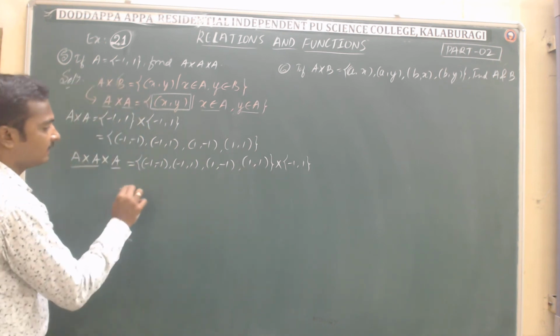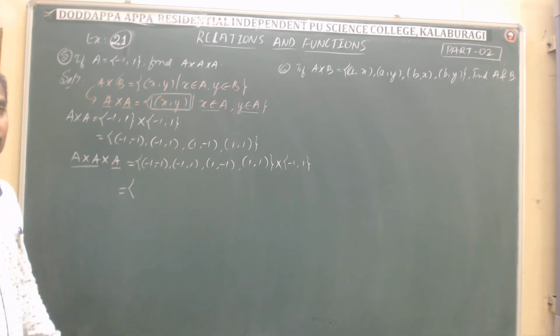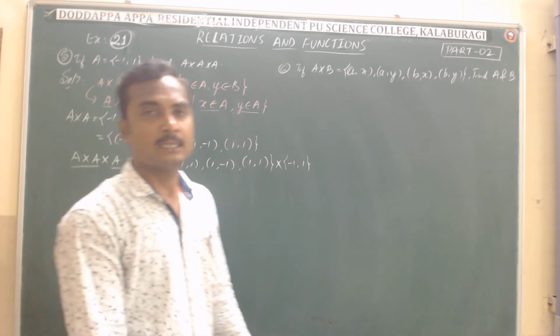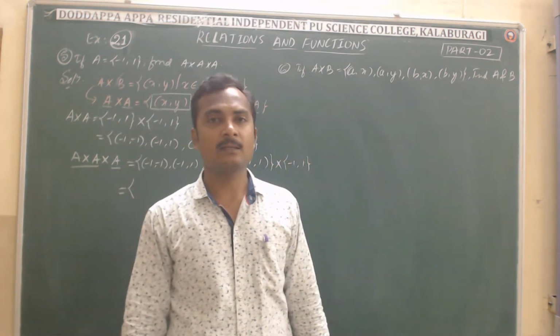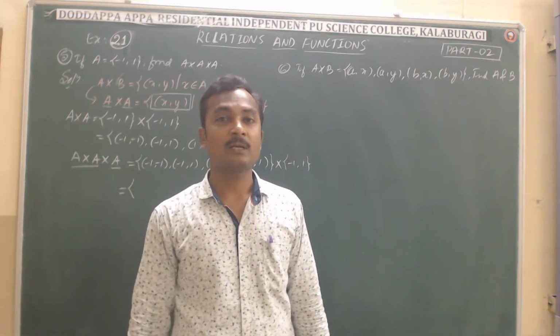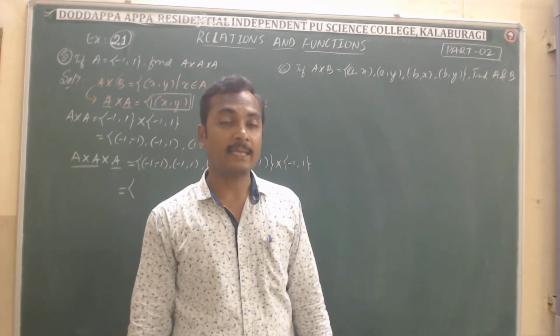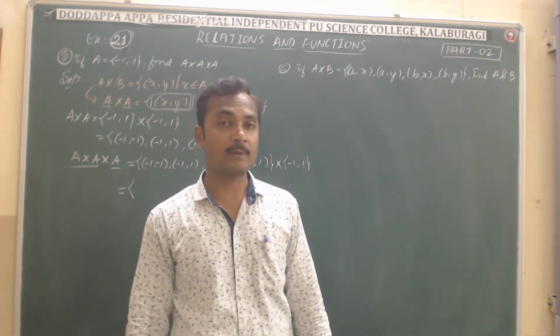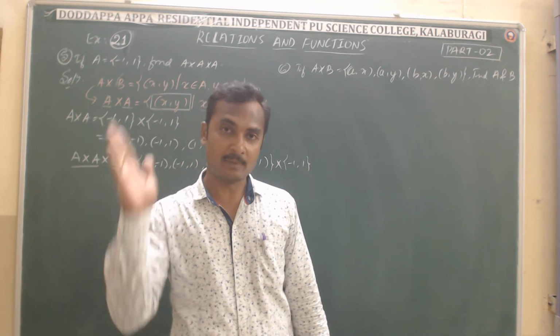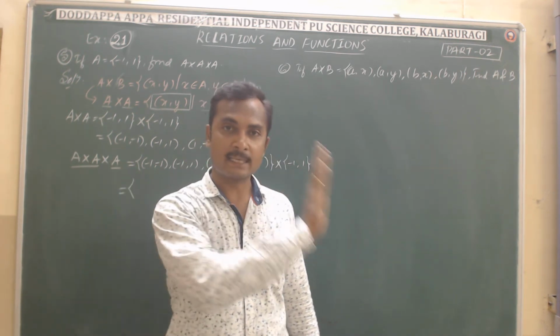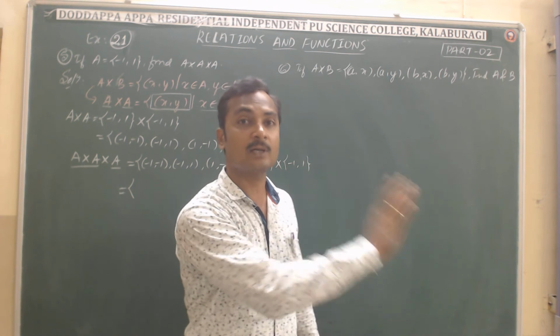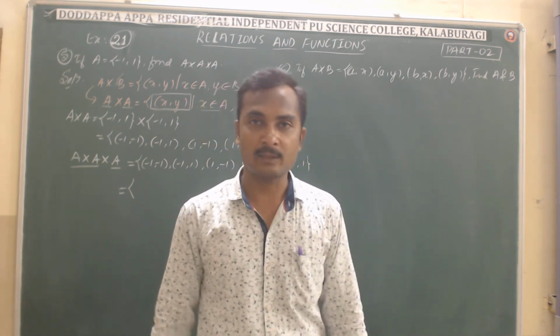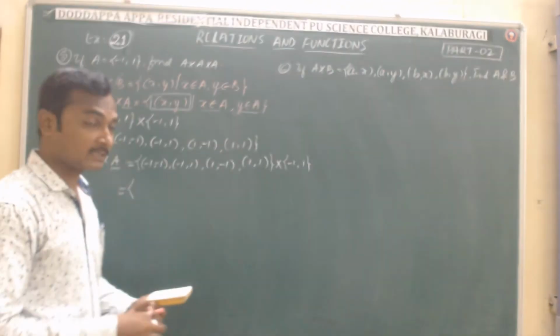Now let us find the Cartesian triple product. We already know that the Cartesian triple product of any three different sets, or any same set taken three times, is always equal to the set containing the ordered triplets x comma y comma z, where the first element belongs to the first set, the second element belongs to the second set, and the third element belongs to the third set. This is the definition we already know. So let us use the same concept, right?